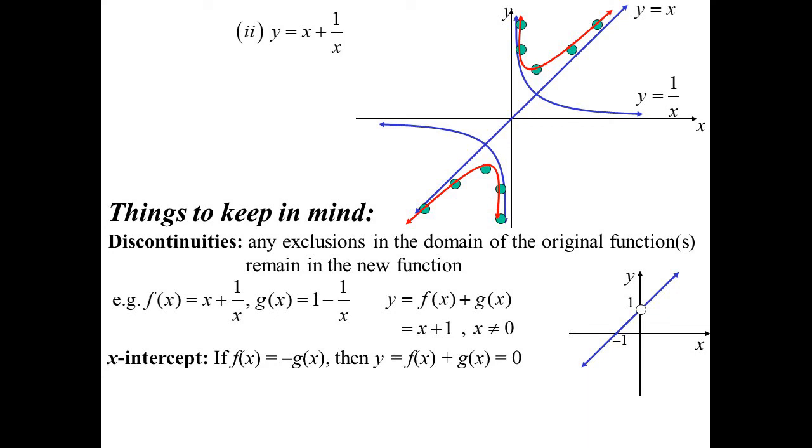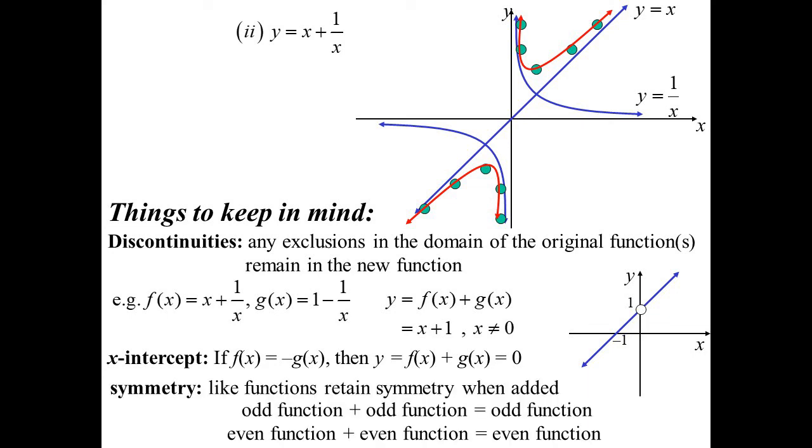So that's how we can discover the x-intercept. Symmetry. When you're adding, like functions will retain the symmetry. So what do I mean by that? An even function plus an even function will be an even function. An odd function plus an odd function, and that's what we've done there with x plus 1 on x, that's an odd function plus an odd function. The answer is still an odd function. So that new one still has that rotational symmetry there.